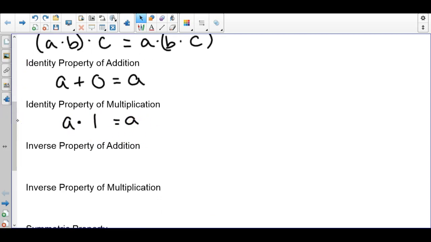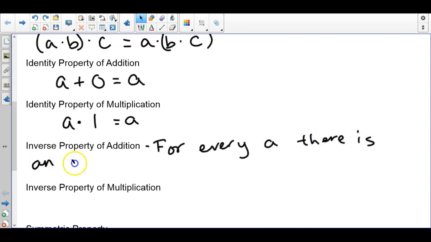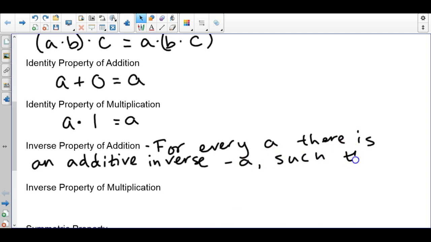The inverse property of addition: for every A, so A is representing a number, there is an additive inverse, negative A, such that A plus negative A equals 0. So for every number, there's an opposite. If you had positive 6, the opposite would be negative 6. If you had negative 2, the opposite would be positive 2.